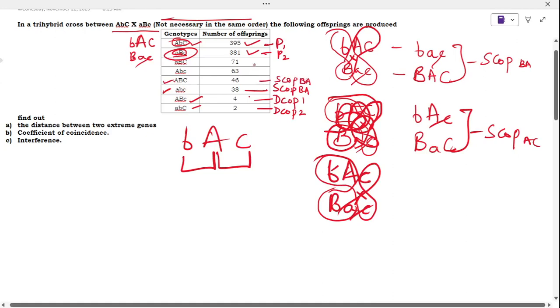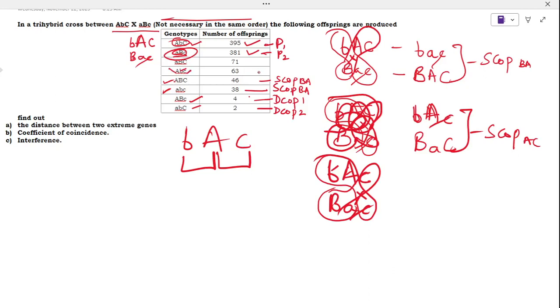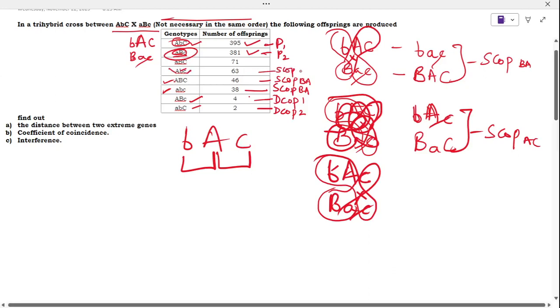The remaining two will be the single crossing over product with respect to AC. We'll check it out; first, check whether it is correct or not. So here, small b, capital A, small c, and small b, capital A, capital C, small c. So this is the single crossing over product with respect to AC.